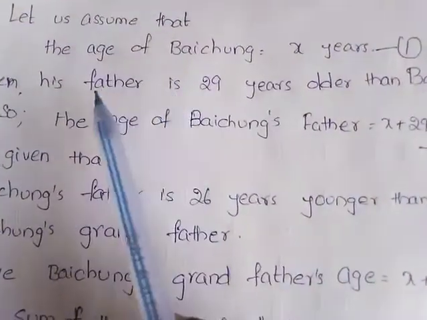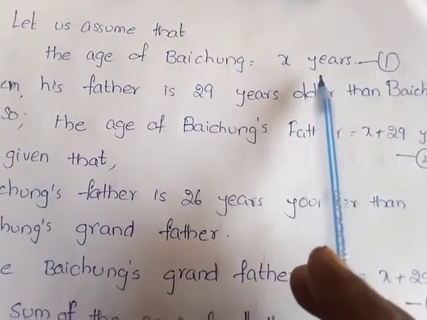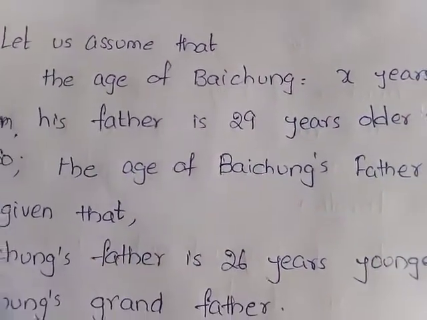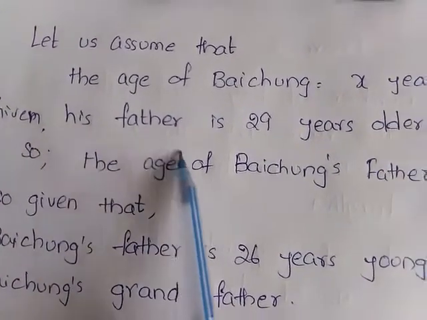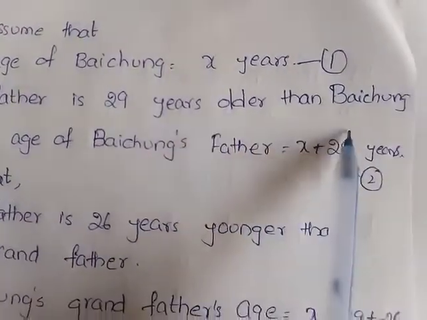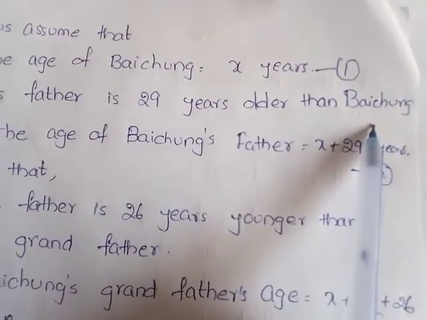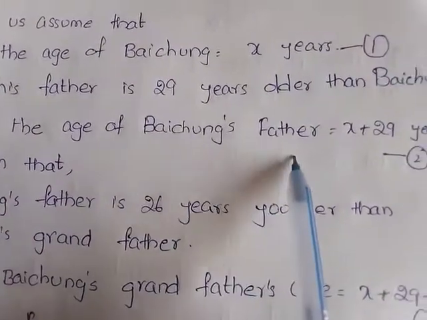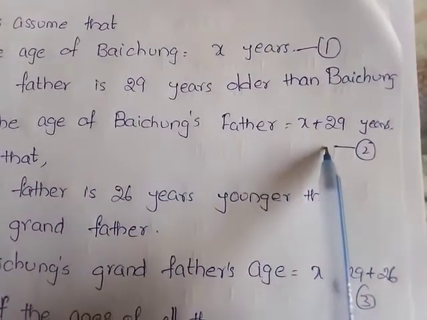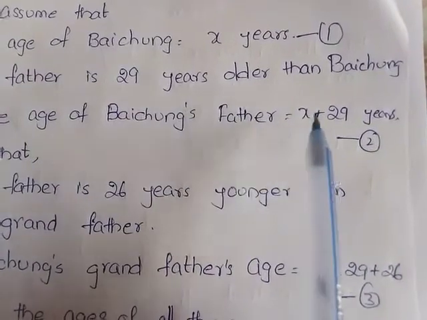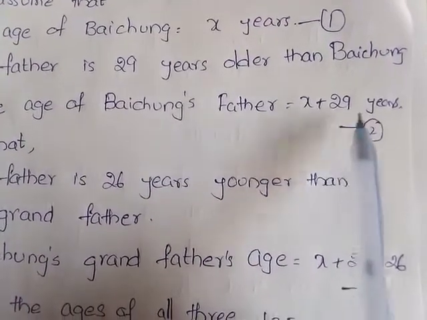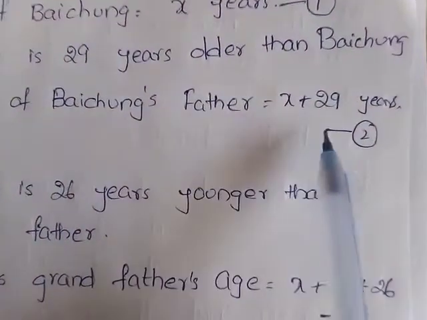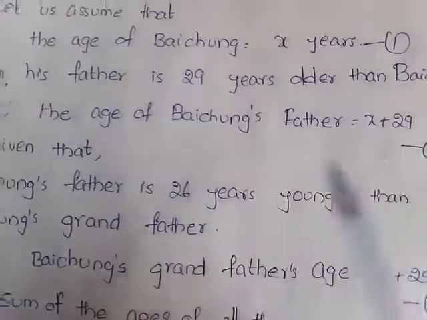Now let us assume the age of Baichung is equal to x years. We don't know the age of Baichung, so we are assuming it as x years. Given his father's age is 29 years older than Baichung. Father is how much? 29 years older. So the age of Baichung's father is equal to x plus 29. Baichung's age is x, and his father is 29 years older, so x plus 29. This is Baichung's age as equation 1 and Baichung's father's age as equation 2.